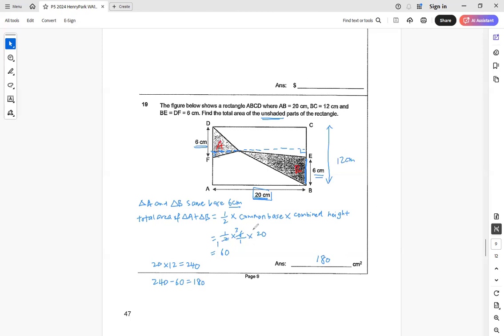So take note, this special case whereby you can find these two triangles combined is if they have a common base. So this is a very specific scenario. If two triangles have a common base, to find the total area, then you can do this way of taking half times the common base times their combined height. If they don't have a common base, then you cannot use this formula. All right? Okay, so let's move on to the next question.